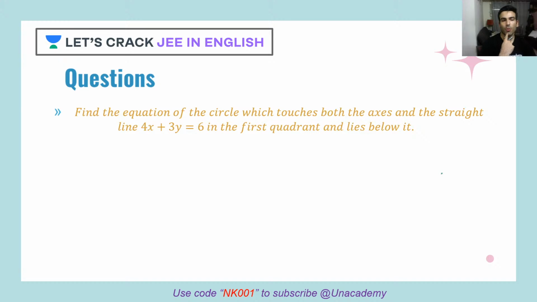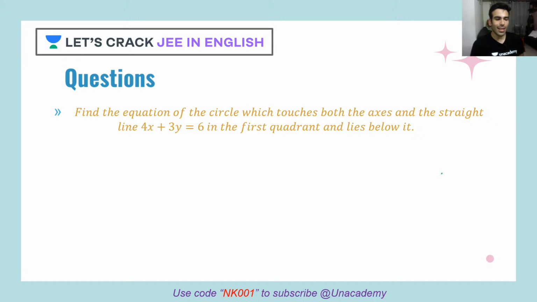Okay, let's see. We have a question, and whatever knowledge we have gathered, we'll be using it here. Find the equation of the circle which touches both the axes and the straight line 4x plus 3y is equal to 6 in the first quadrant and lies below it. Both the axes means you have been given two conditions directly, and they have given you the third condition to determine your last variable. I hope everything is clear. Whosoever is there in the class, I request you to just solve this question. I give you guys 45 seconds.